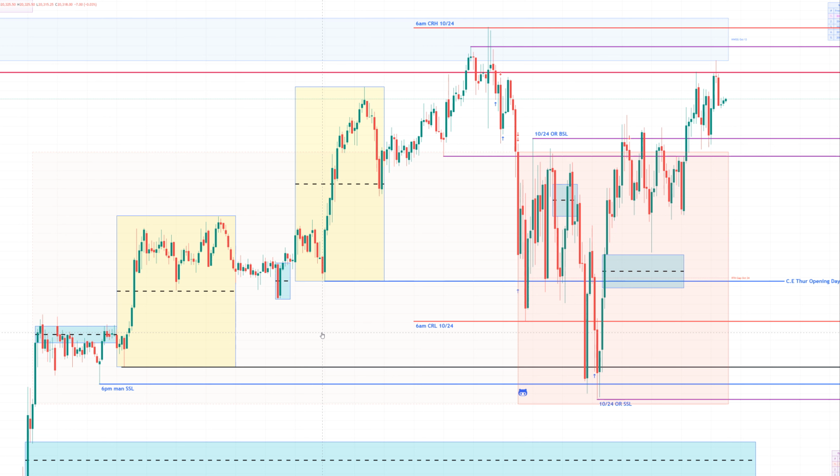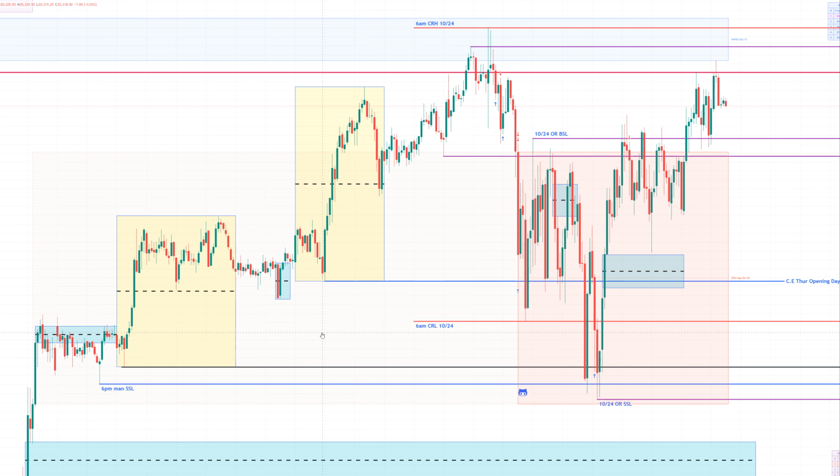But in most, I don't want to say most, in the cases that I've seen, you can always use that 6 p.m. manipulation level to approximate, is it going to reach and target this today? Sometimes, if you go back and backtest it, or just go back into your charts and look, I will tell you that sometimes the 6 p.m. manipulation level will be reached back into and mitigated or tapped in the London session.